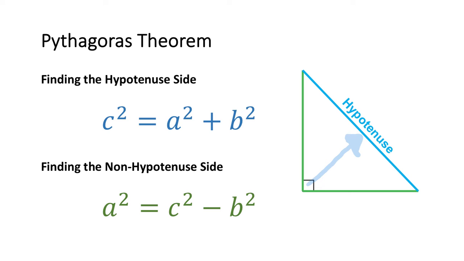And then we use a squared equals c squared minus b squared. We want to find one of the two other smaller sides, or one of the sides that are coming off of the right angle. So let's go ahead and have a look at how we can use these formulas to be able to solve a word question.